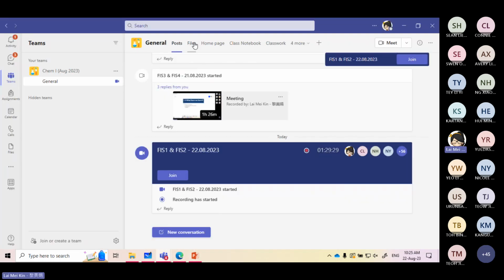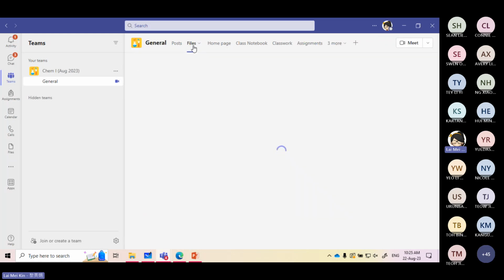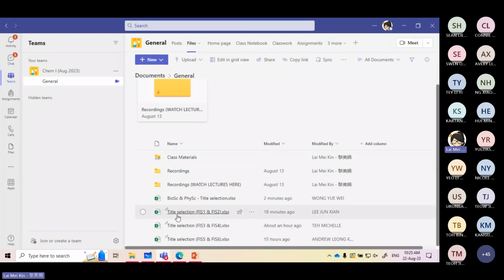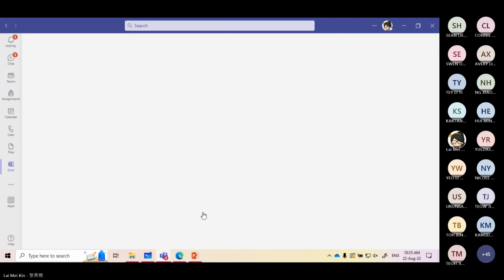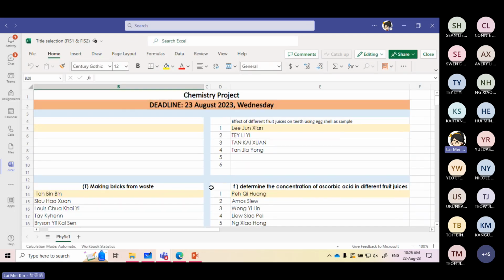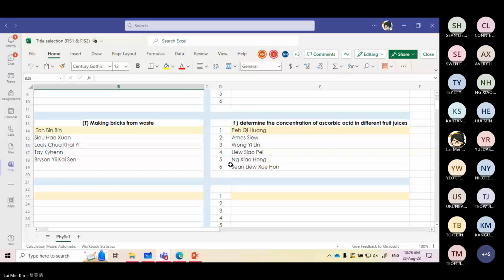To explain to you what you need to do, you can go to the Chemistry 1 page, go to Files as usual. Under Files, you have something called Title Selection, FIS1, FIS2. I'm going to explain to you what, wow, so fast. Correct, right? Your FIS1 and 2. Oh, some people have been filling up when I was teaching. So now I know who is filling up when I was teaching.